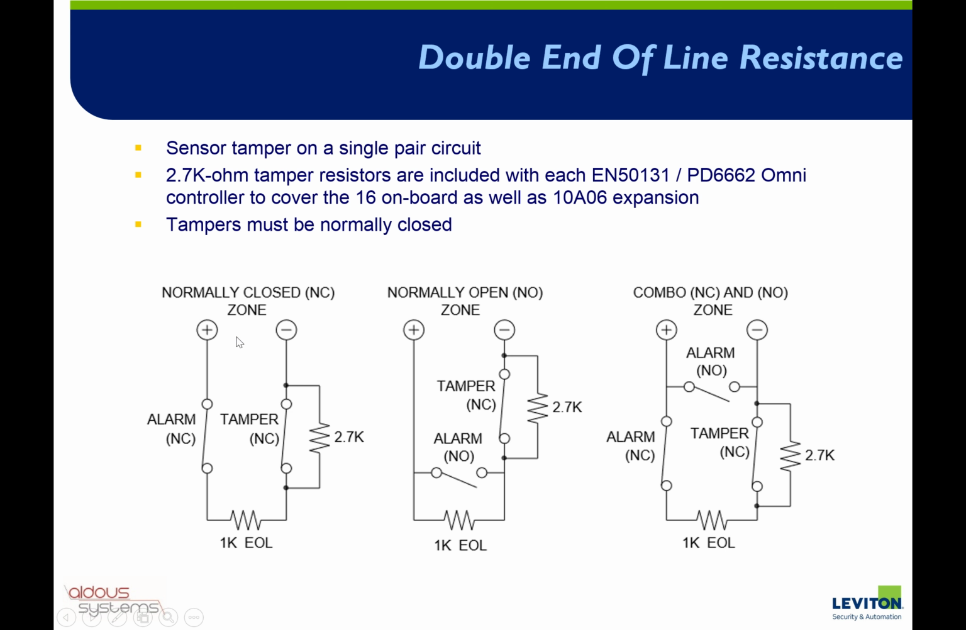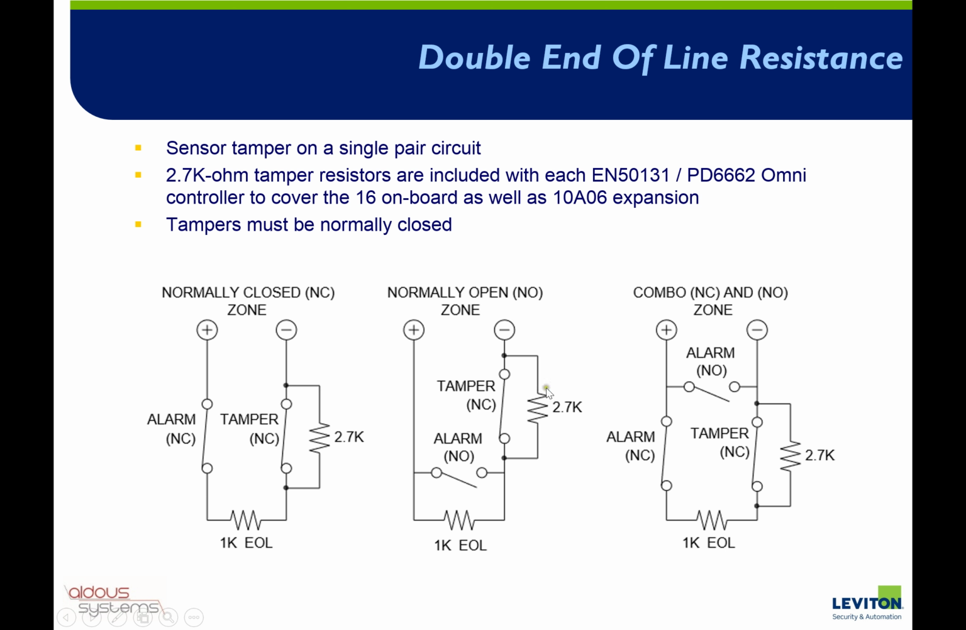That's alarm. If someone takes the cover off the PIR, then this switch opens. The current can no longer take this path because that's now open circuit. It has to go down through here and through this 2.7k ohm resistor, giving you a total impedance of 3.7k. So when we see that back at the controller, we know it's a tamper scenario. So between open circuit and closed circuit is alarm, 1k ohm is secure, 3.7k ohm is tamper.